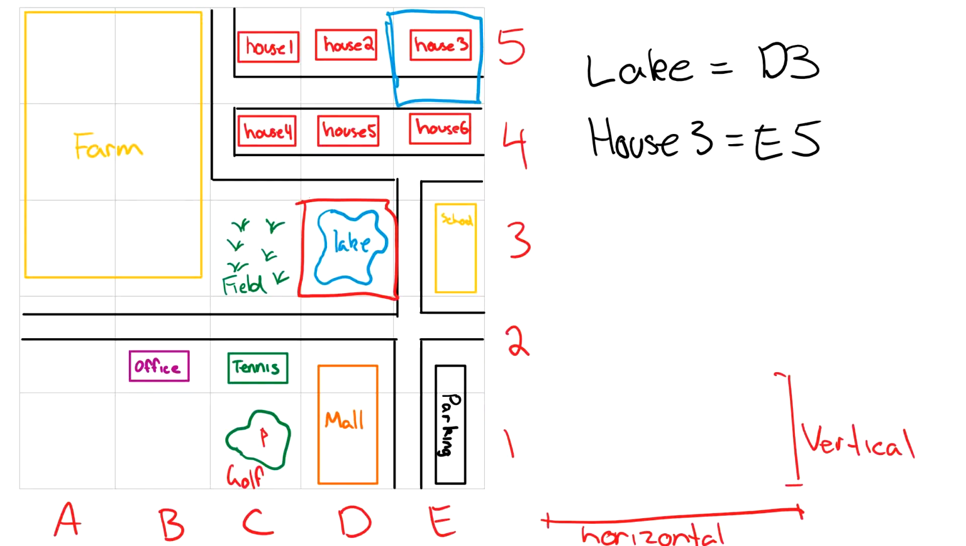And we'll do one more example. Let's say we're trying to find the office. The office is over here, so I'm going to draw a box around that coordinate. Even though it looks like it's quite down there low, it doesn't matter. It's still in what we would say is B2. So the office is in B2.